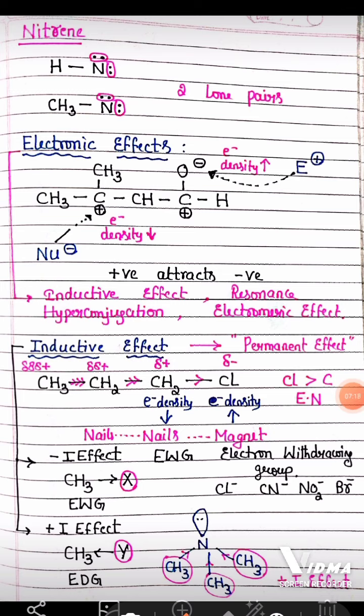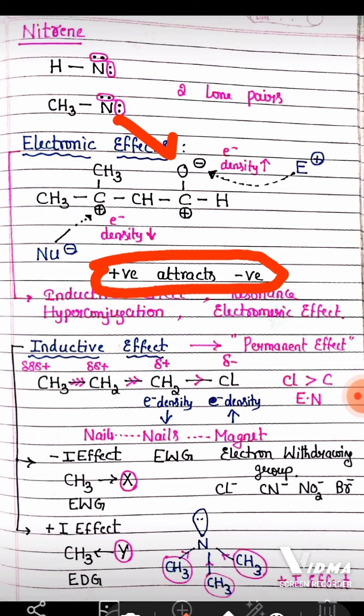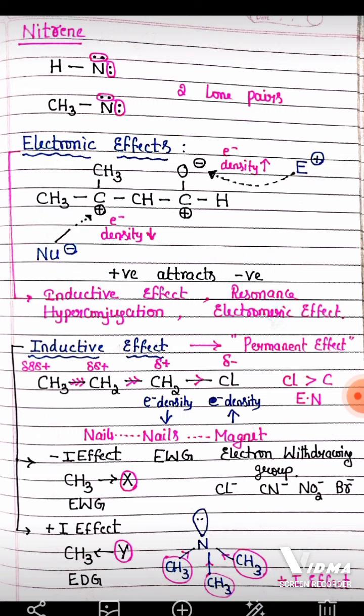Now to such a compound, as we know the basic concept, positive attracts negative, the oxygen having negative charge gets attracted by a positive electrophile, and the positive carbon atom is attracted by a negative nucleophile. So because of this electronic effect, four electronic effects we can find in organic compounds: inductive effect, resonance, hyperconjugation, and electromeric effect. These are the very basic terminologies that we need to learn.